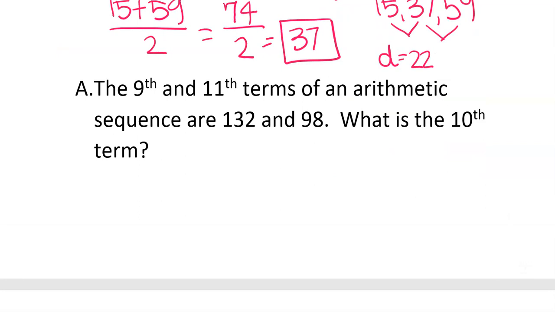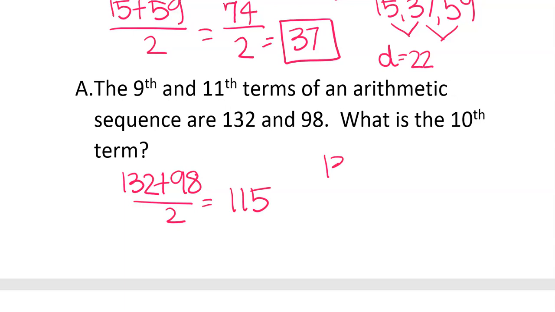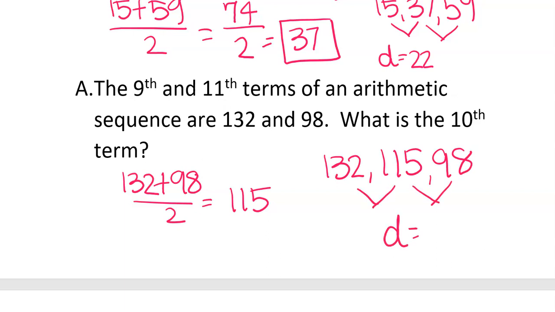The 9th and 11th terms are 132 and 98. So we add the two and divide by 2. And you get 115. So 132, 115, and 98. If you find these common differences, they should be the same. 132 minus 115 is 17. And then 115 minus 17 gives you 98. So that kind of gives you the common difference and how to find them.